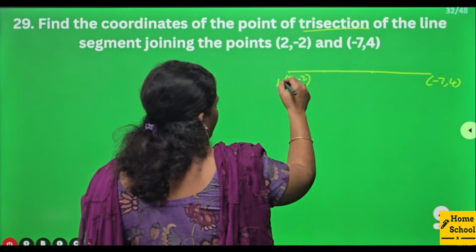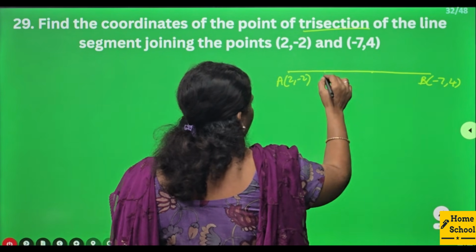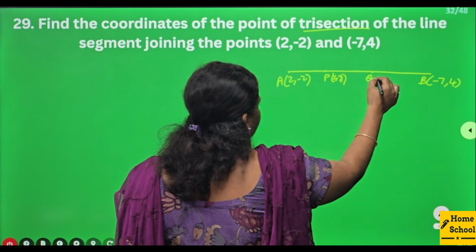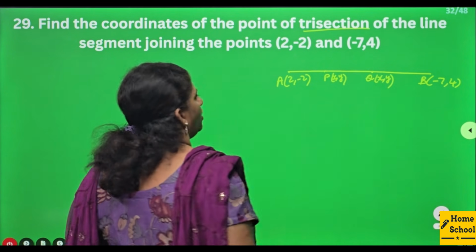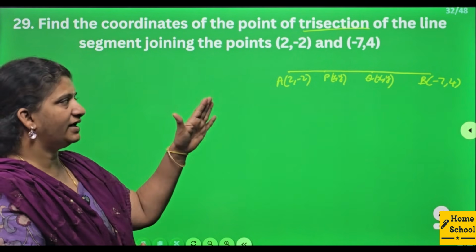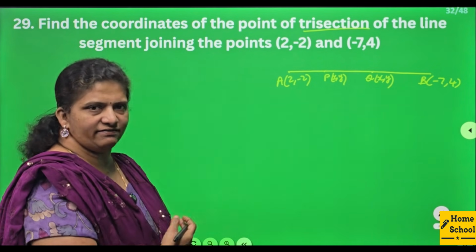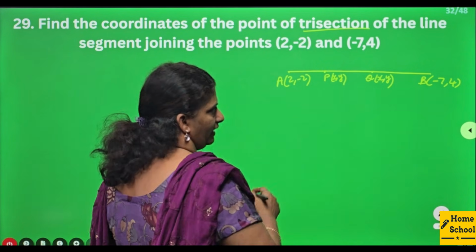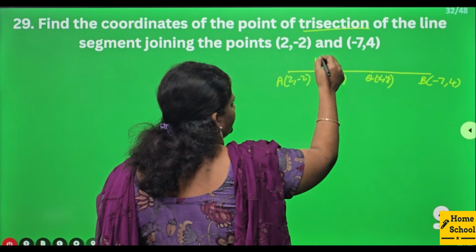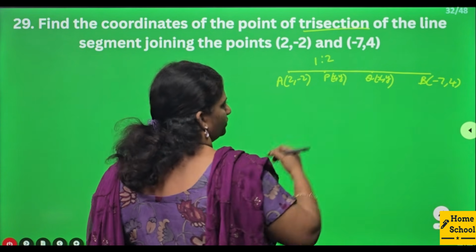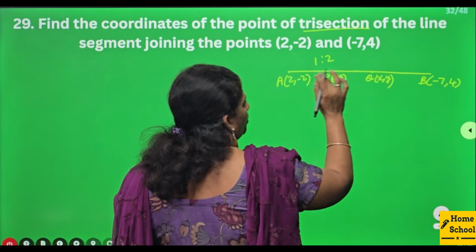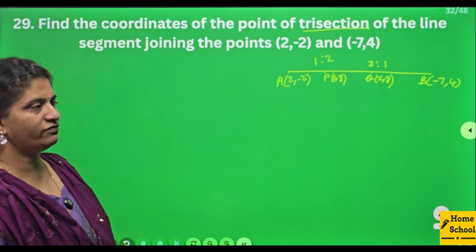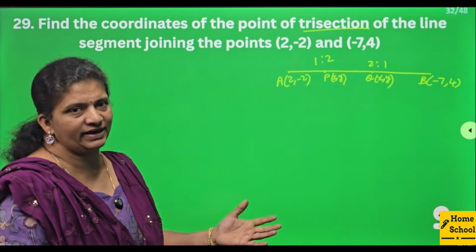Let me mark this as A, this as B, this as P(x, y) and this as Q(x, y). How can we find this? The 3 parts are divided equally, 1:1:1. In order to find point P, you can write the ratio 1:2, 1 plus 1 is 2. In order to find Q, 1 plus 1 is 2, so 2:1. Okay, by using the section formula, you can find the coordinates of P and Q.